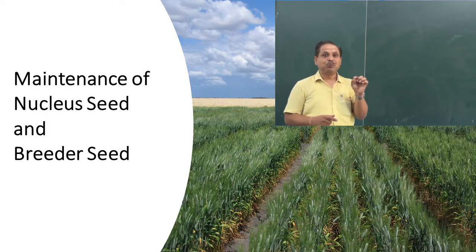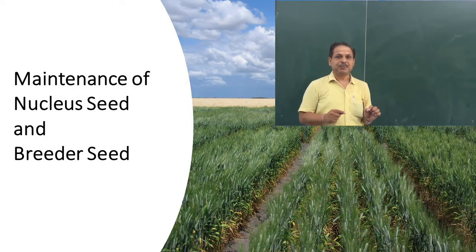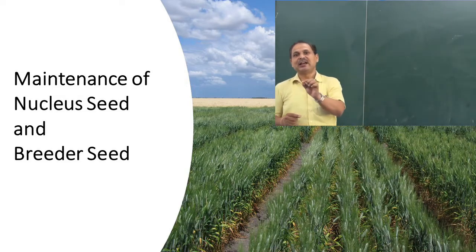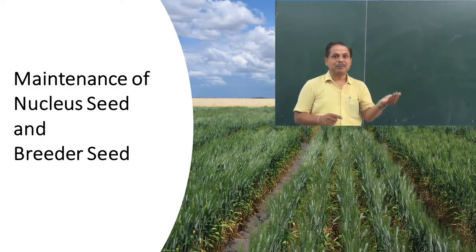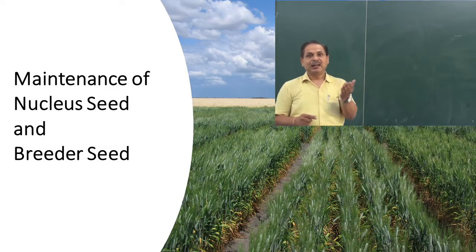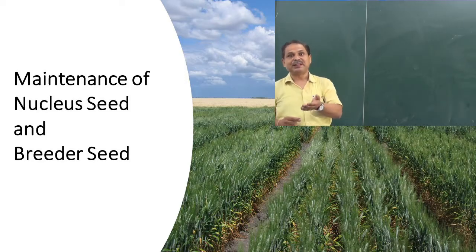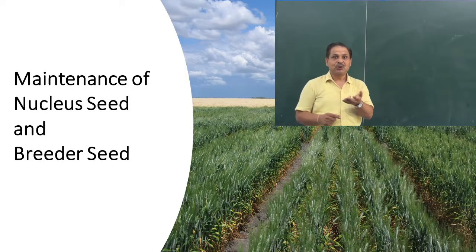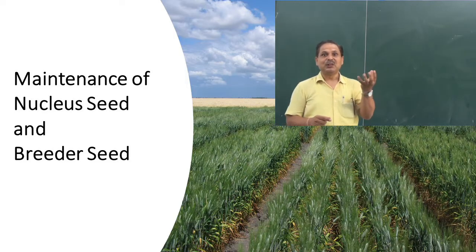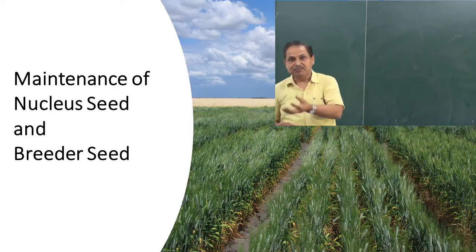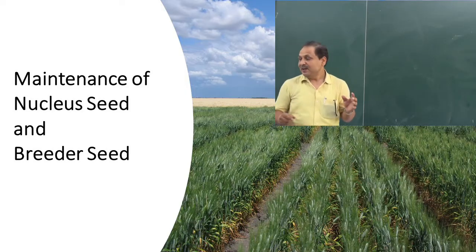Because if 0.1% impurity is present in the nucleus seeds as well as the breeder seeds, it can multiply by 20% in the certified seeds. So it is very important to maintain the nucleus seeds and breeder seeds genetically pure.